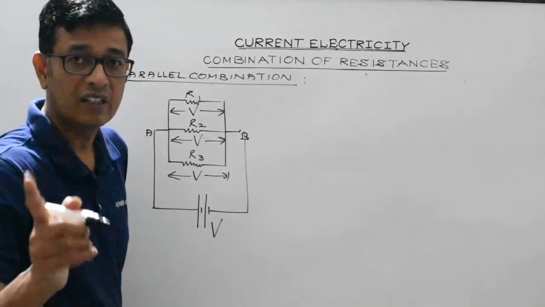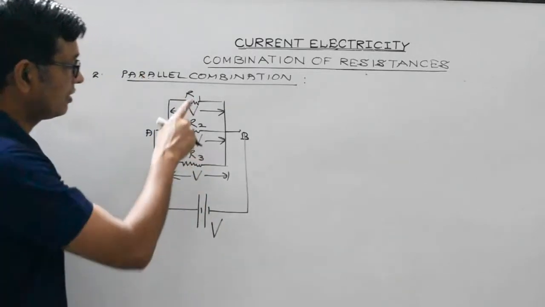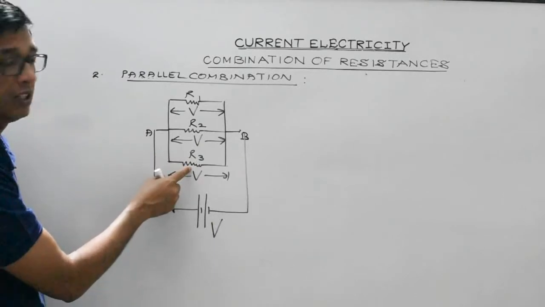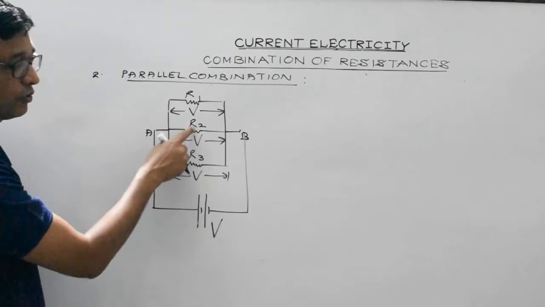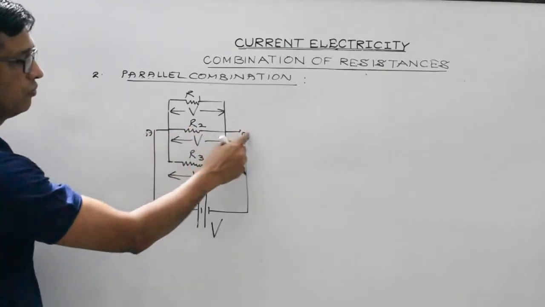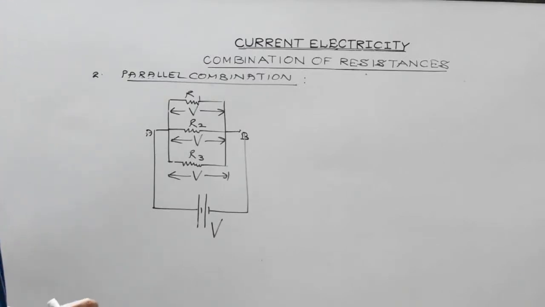So again, students, I repeat, 2 or more resistors are said to be connected in parallel if the potential difference across each of the resistors is the same as that of the applied voltage when we consider 2 given points. Right? So this is the mandatory condition.